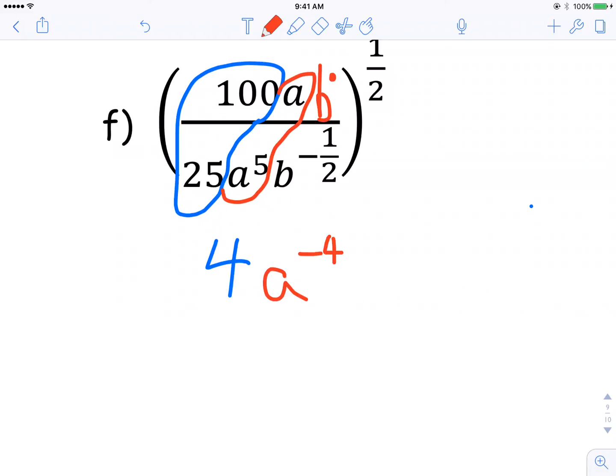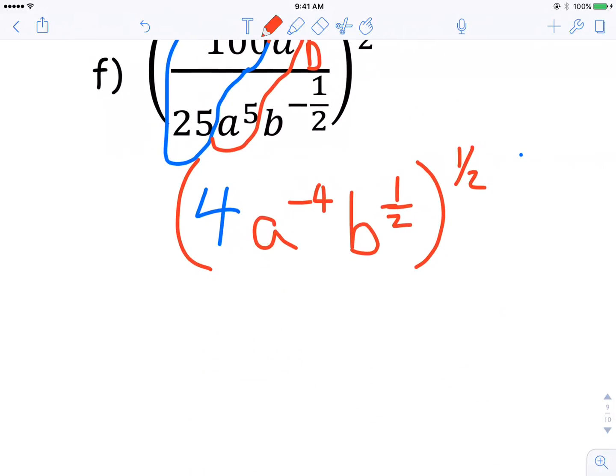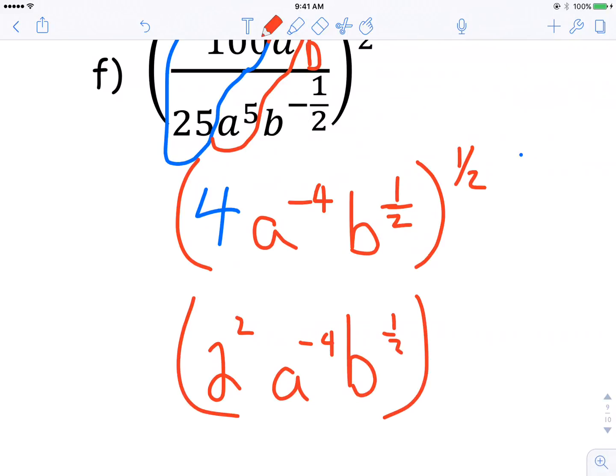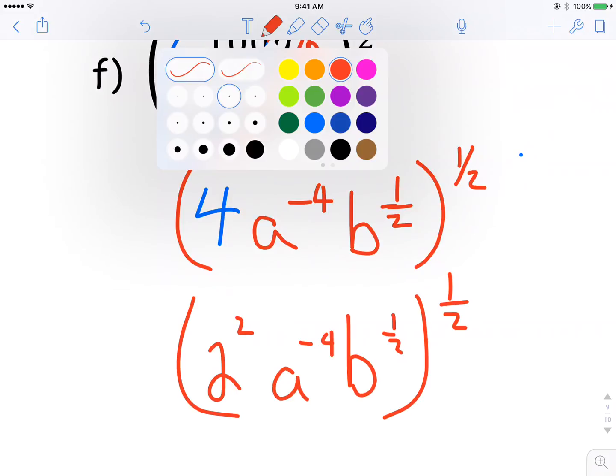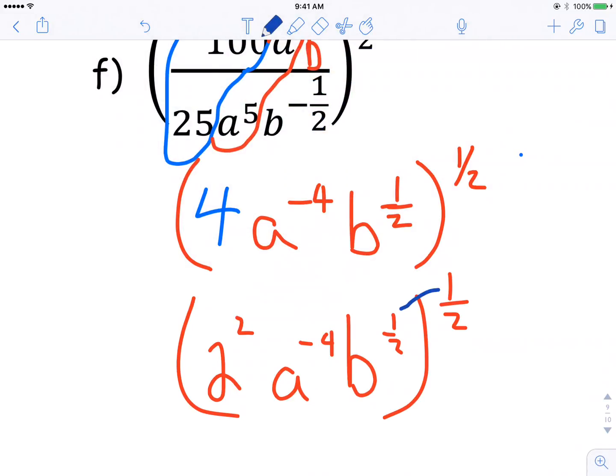0 minus a negative 1/2 is plus a 1/2. So this is going to be b to the 1/2, all raised to the 1/2. Well, remember that 4 is 2 squared. So 2 squared, a to the minus 4, b to the 1/2, all raised to the 1/2. Powers to a power, I'm going to multiply this times this power.